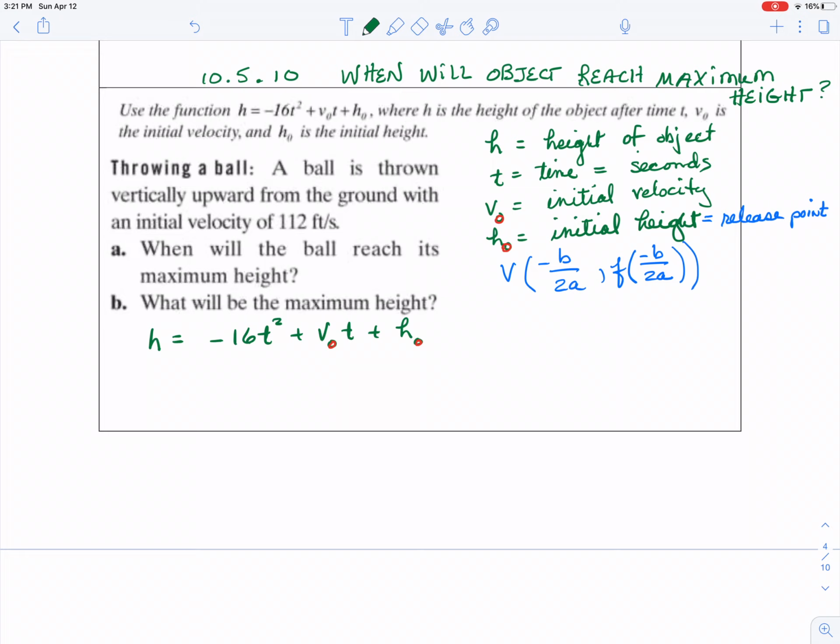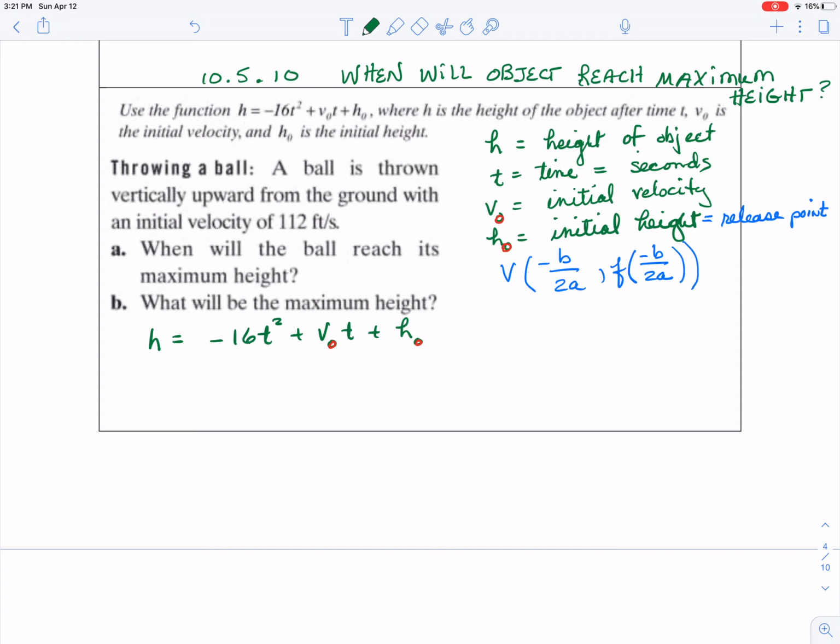And I've gone ahead and written down here the formula that we were using for finding the coordinates of the vertex. All right, so this looks pretty intimidating right at first, but let's read it and talk about this formula, and once we make the substitutions, I think it'll be fairly simple to work. So it says use the function h for height equals negative 16t squared, t is in seconds, plus v sub 0 t plus h sub 0, where h is the height after time t, v sub 0 is the initial velocity, and h sub 0 is the initial height.